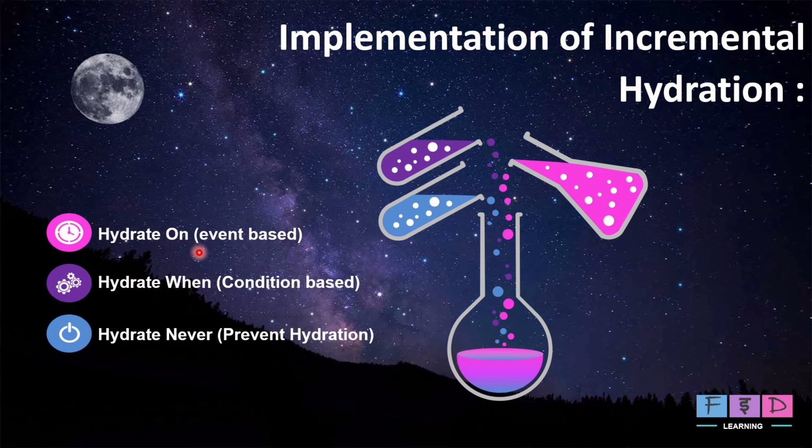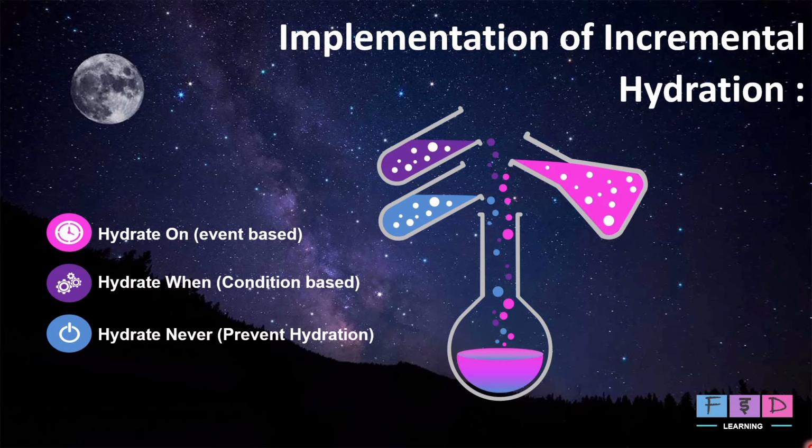Hydrate on triggers hydration based on specific events. Next, hydrate when hydrates content when a condition is met. And third, hydrate never prevents hydration entirely. In order to use these three hydrate triggers, we need to add them to each @defer block. And we can also specify multiple hydrate event triggers separated by semicolons. Now let's understand these three types of hydrate triggers with practical examples.